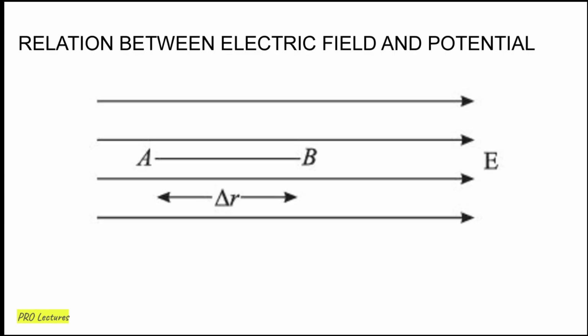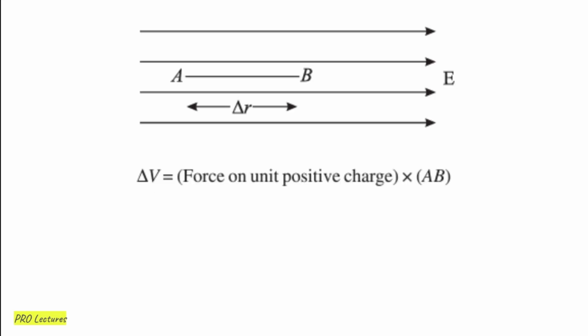Let's begin. Consider 2 points A and B in a uniform electric field E. They are separated by a small distance del r. We know that potential difference del V between A and B is equal to work done in moving a unit positive test charge from point A to B. So, del V is equal to force on unit test charge into the distance AB, which can be written as E dot del r.